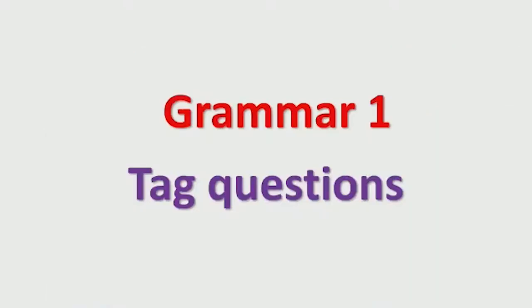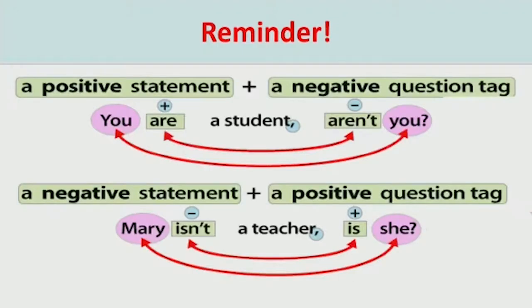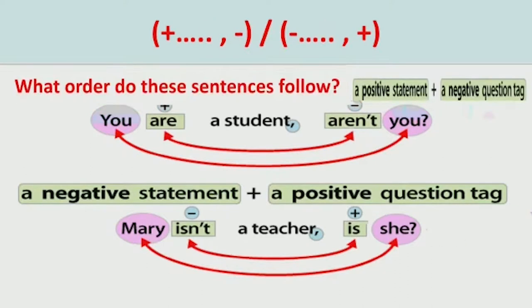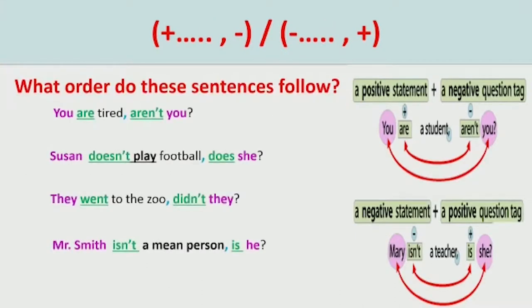First, let's start with tag questions. Okay? So just a quick reminder. When we have a positive statement, we must have a negative question tag and the other way around. So we can start with a negative statement, but we must have a positive question tag. So let's take these sentences as an example. And let's go through these together.